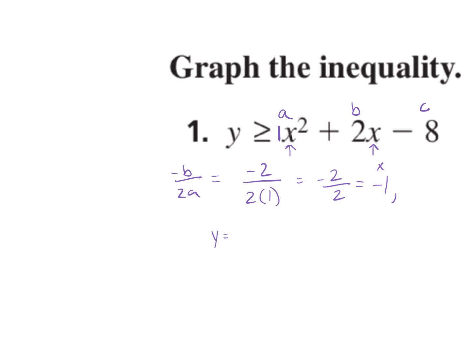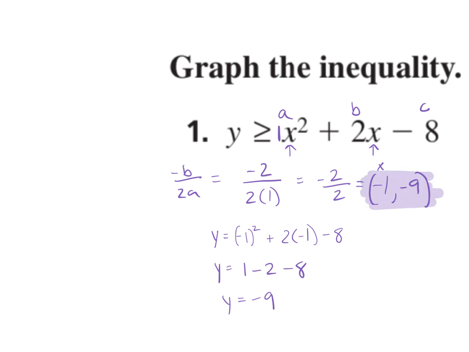So we are first just pretending that it's y equals. We're not solving the inequality, we're just graphing this first. So y equals negative 1 squared plus 2 times negative 1 minus 8. So y is equal to negative 1 squared would just be 1 minus 2 minus 8. So y is equal to negative 9. So my vertex is going to be negative 1 comma negative 9. This is the vertex of the graph.